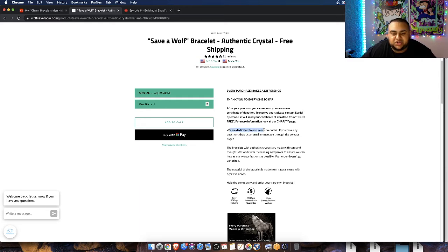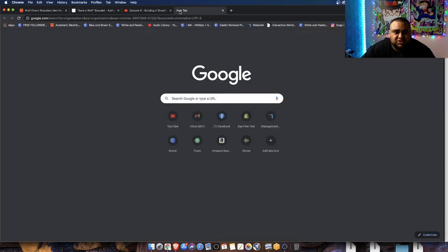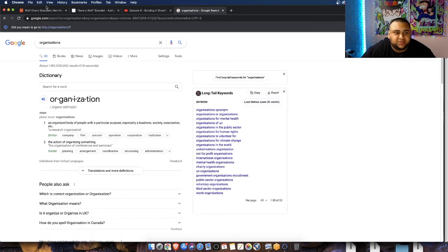We are dedicated and ensured we do our bit. If you have any questions, drop an email through the contact page. These bracelets with authentic crystals are made with care and thought. Once again, the whole authentic crystal thing is not even a play. Nobody's going to say, oh my God, I'm going to buy this bracelet just because it has authentic crystals. Nobody's going to say that, okay? We work with leading companies to ensure we can help as many organizations, as spelled wrong, as possible. At least I think it is. What's the word? Yeah, it's spelled wrong.